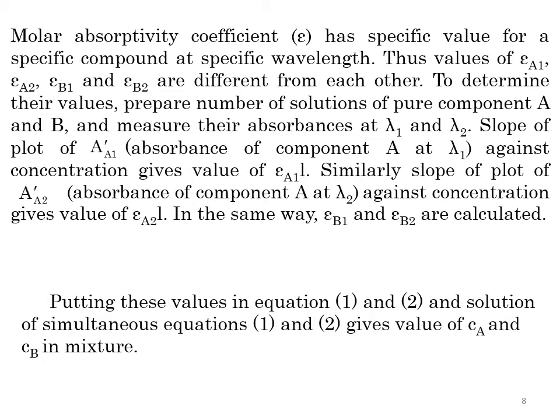By putting the values of these epsilons in equation number 1 and equation number 2, which have been written in the previous slides, we can calculate the concentration of A and the concentration of B in the mixture. And once we have the values of concentration of A and concentration of B in the mixture, then we can find the total concentration, and then we can also calculate the percentage composition as well.